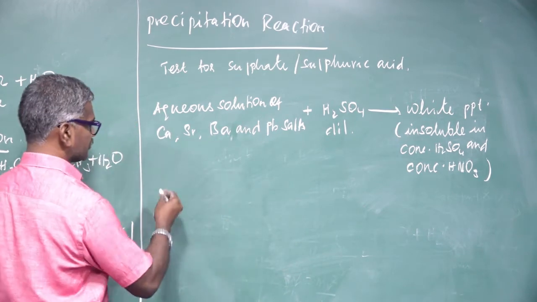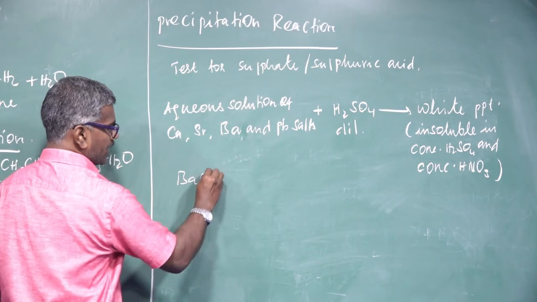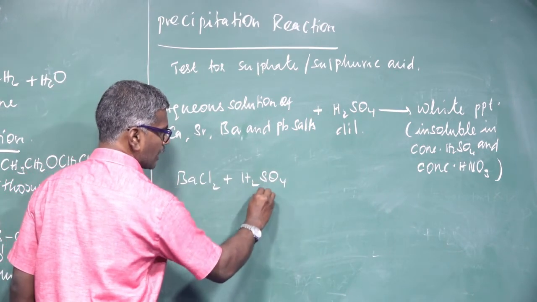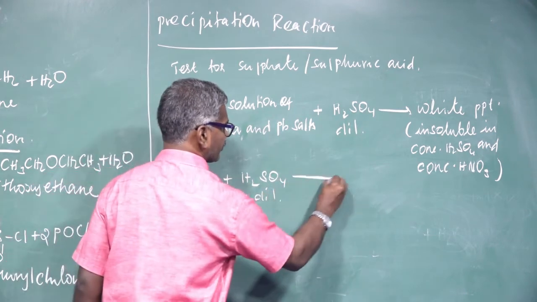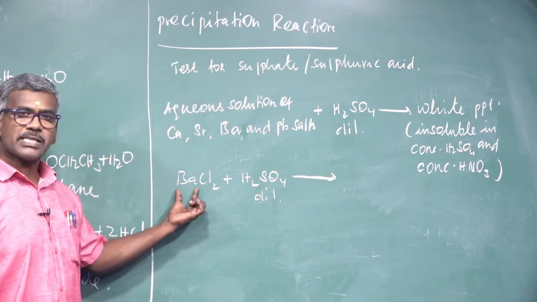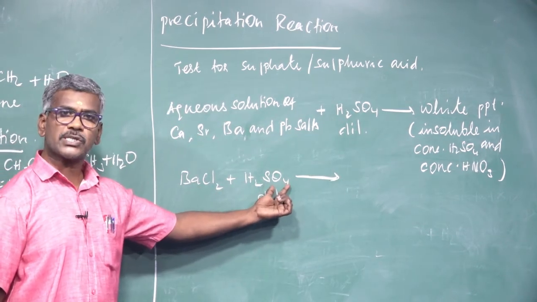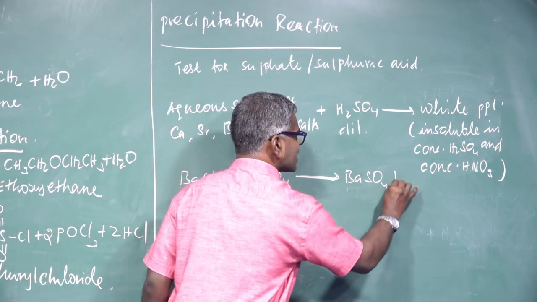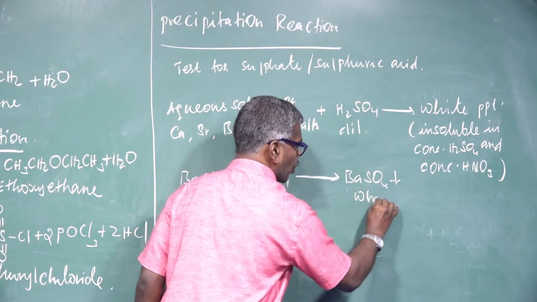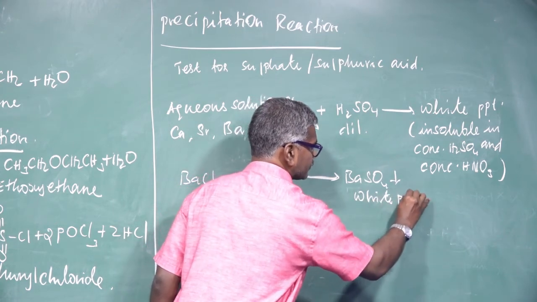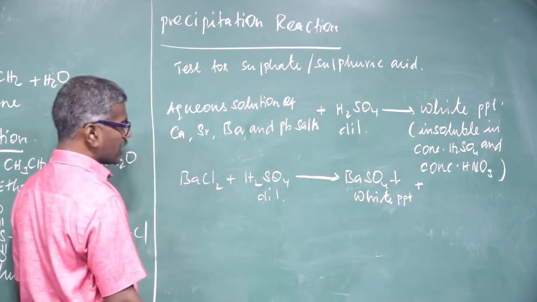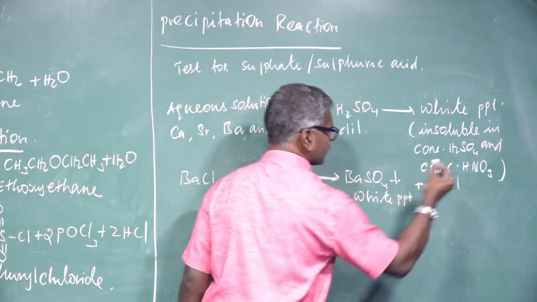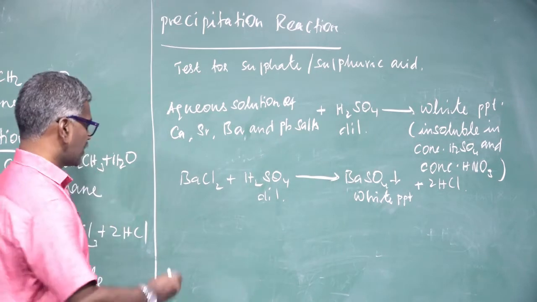For example, barium chloride reacts with dilute sulfuric acid. Barium valency 2, sulfate valency -2, forming barium sulfate as a precipitate. What precipitate? White precipitate. Plus, the remaining hydrogen reacts with the chlorine to form 2 times of HCl. This is the first example.